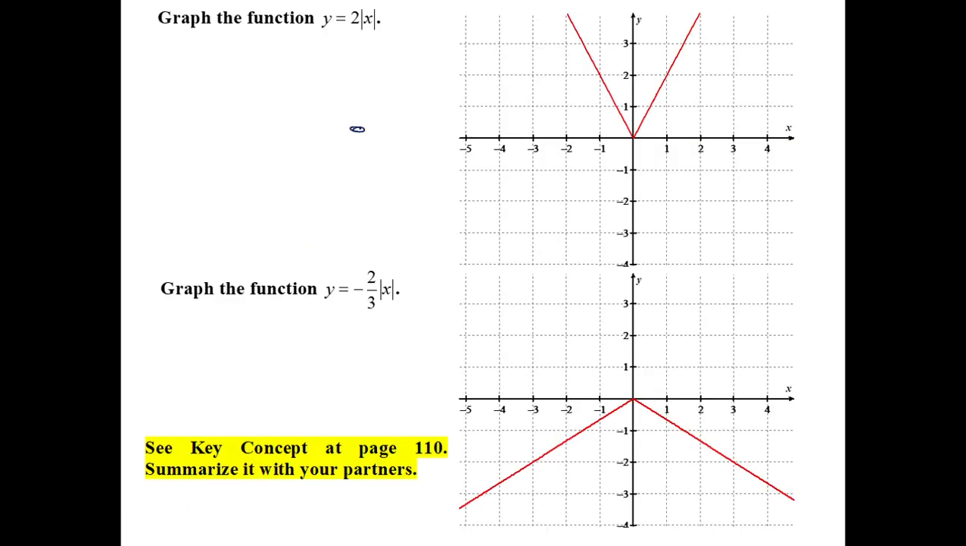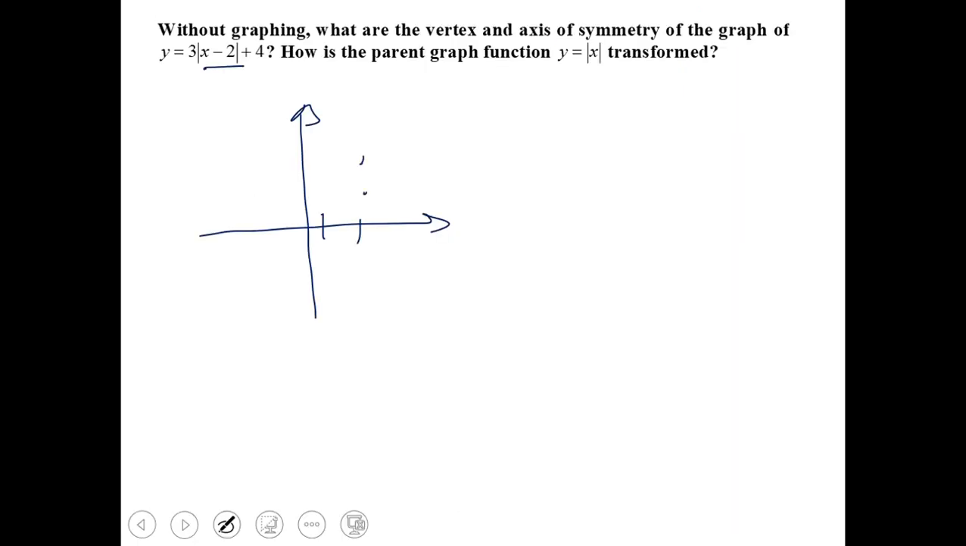And this problem is a summary of all the transformations we did. This tells us 2 right, so that vertex from the parent graph, 0 and 0, is going to move 2 right, 4 up. So this is the 1, 2, 1, 2, 3, 4.